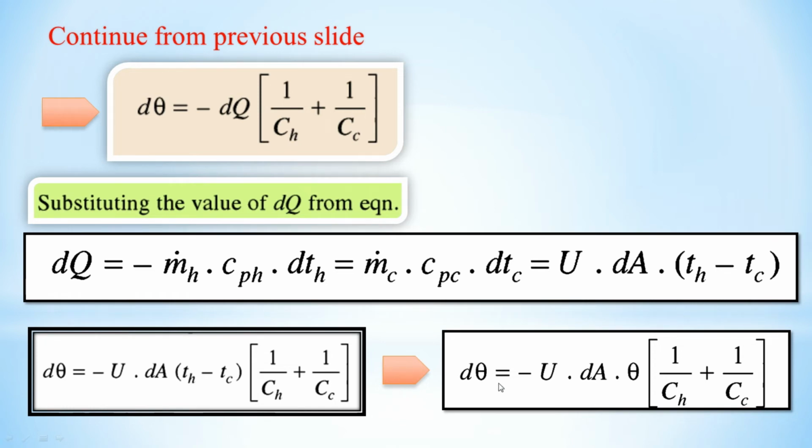So d theta equals, as we know that Th minus Tc equals theta. In the first diagram I have already discussed, at an intermediate section we are considering the temperature difference theta, where Th is the temperature of hot fluid and Tc is the temperature of cold fluid. The difference is called theta. So put the value Th minus Tc equal to theta.